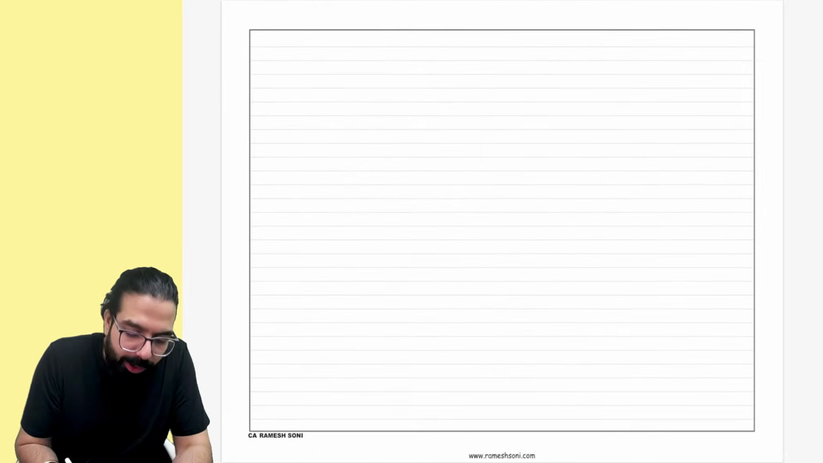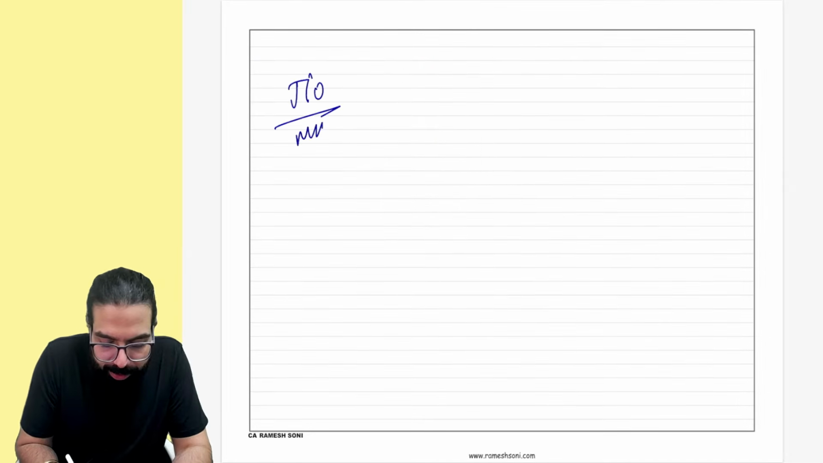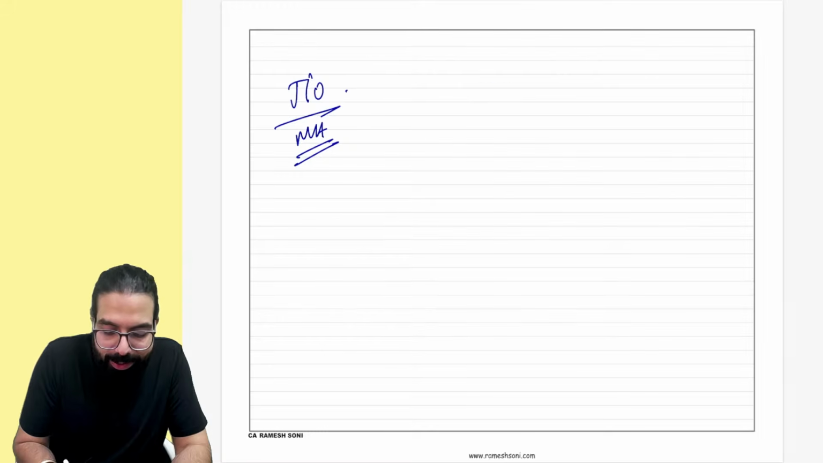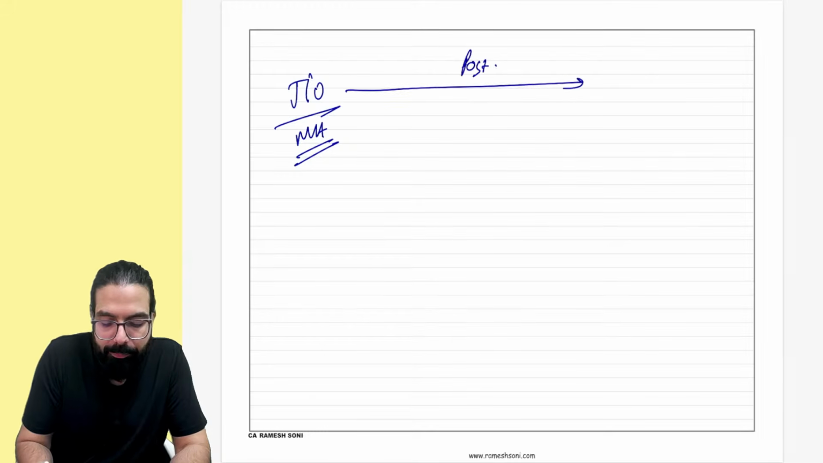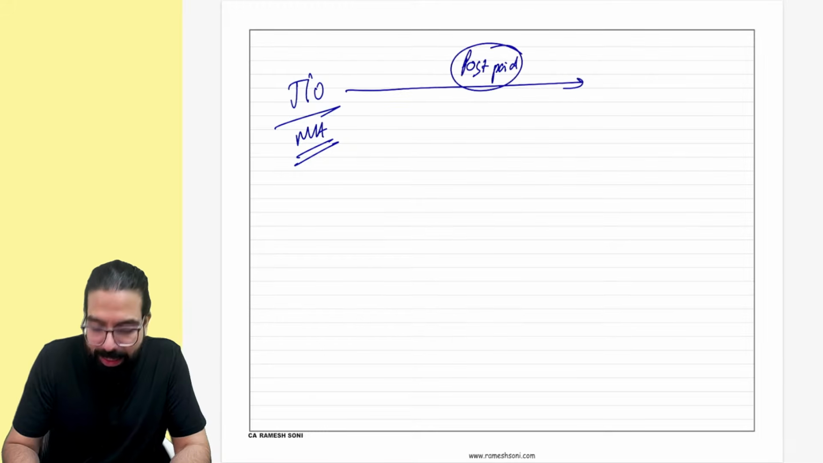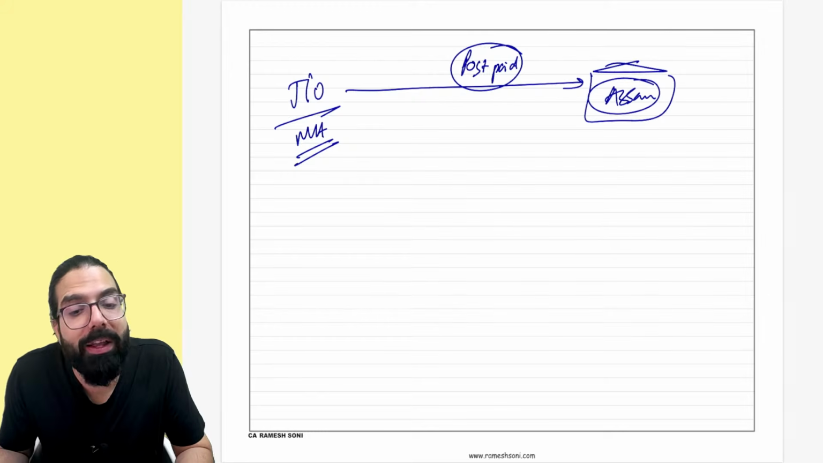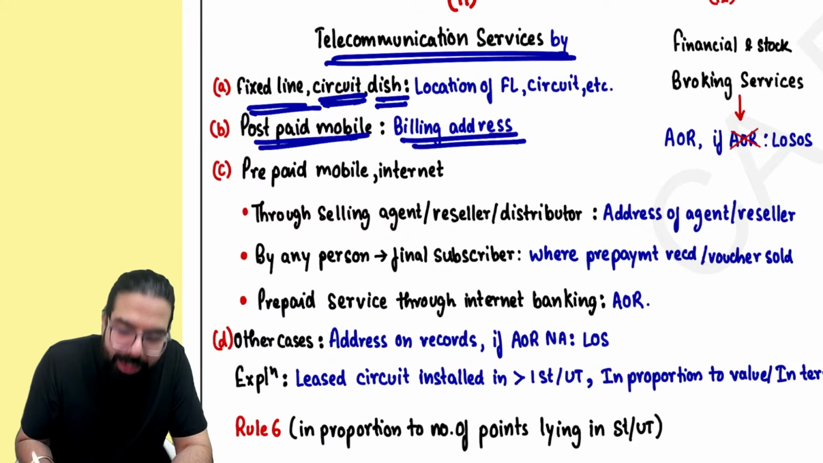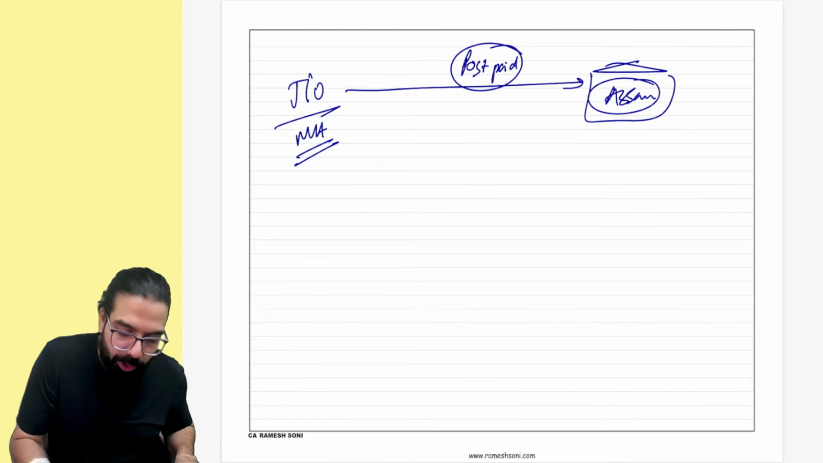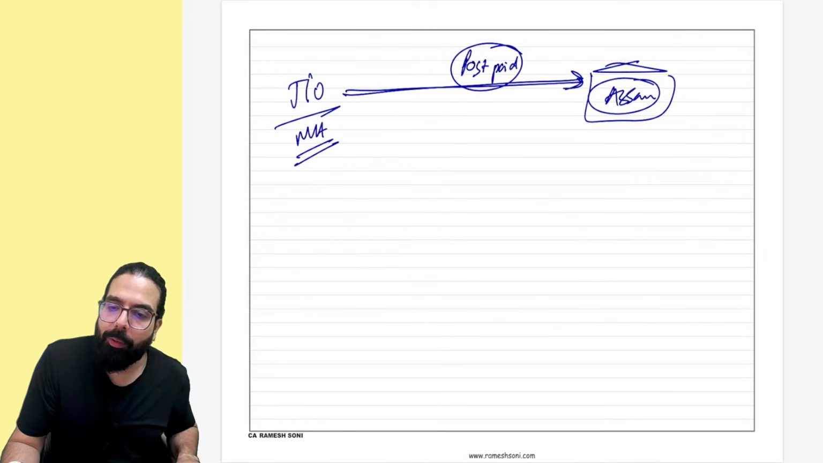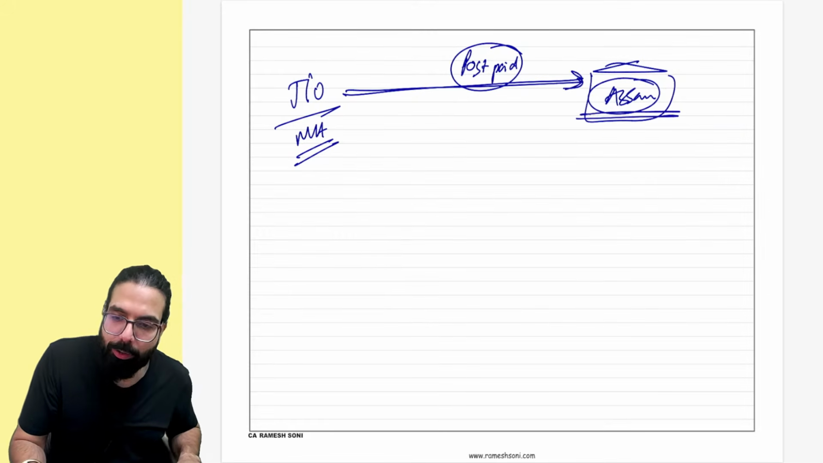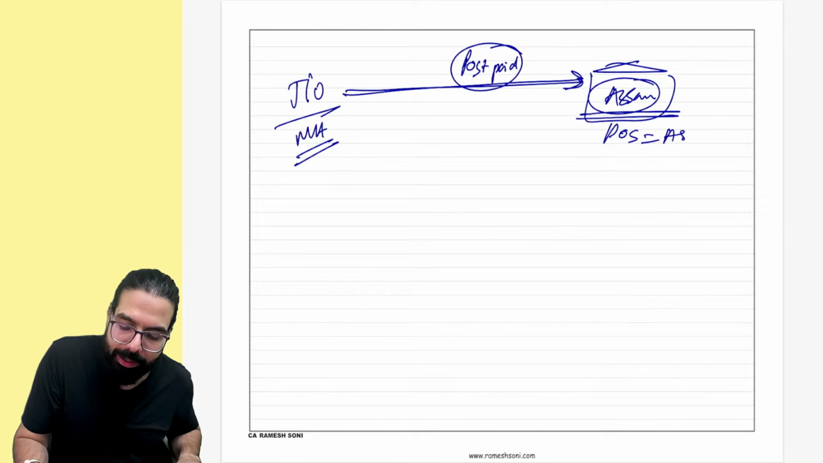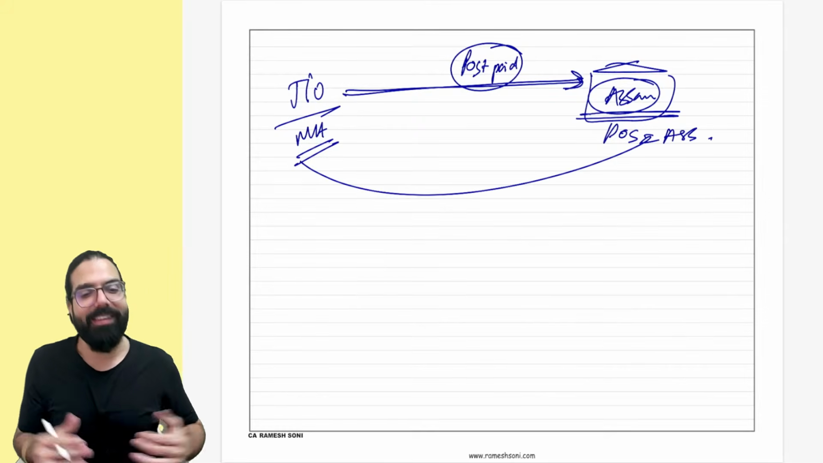Done, sir. I went to Jio. Jio is registered in Maharashtra. I told them I want a postpaid mobile connection. They gave me a postpaid connection, and when they gave me the postpaid connection, I gave them an address of Assam. What is the place of supply according to them? Always remember, for postpaid mobile, whatever is the billing address is the place of supply. So if Jio has given me a postpaid mobile connection and I gave my address of Assam, the place of supply will be Assam. And they will charge me IGST.